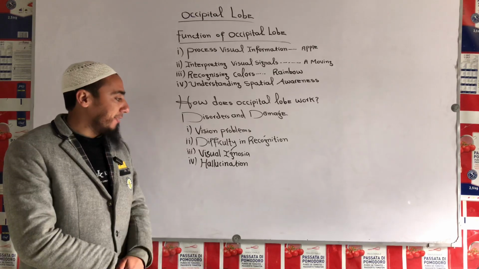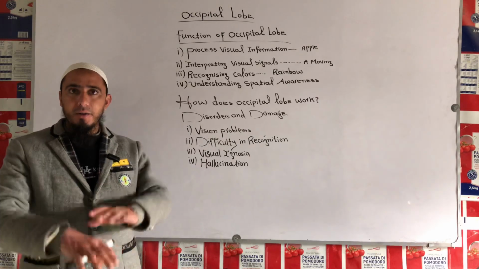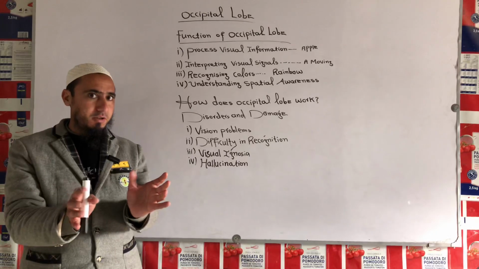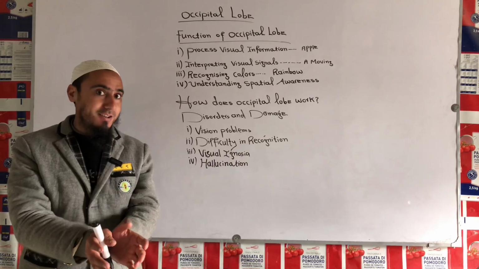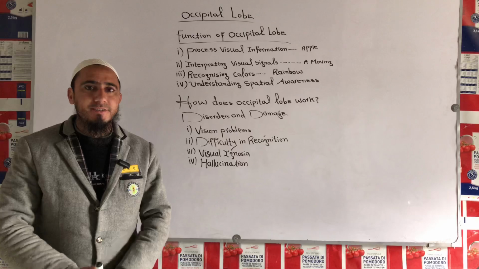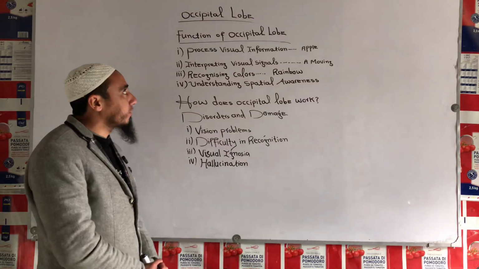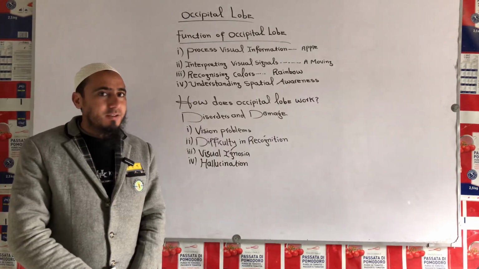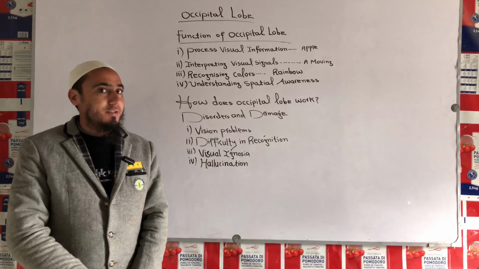And the last one is hallucination. Hallucination means that before his eyes he will feel some blurry things, some images. So I hope that you now know about the occipital lobe, its functions, and its disorders as well.